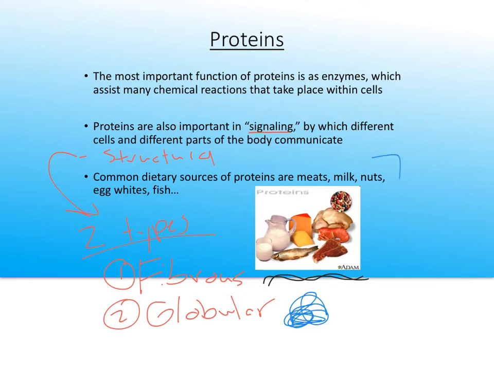Now, in terms of your diet, right, common sources of protein would include meats, which is basically just muscle. Milk is high in protein. Nuts are very high in protein, but also fat. Egg whites are entirely protein. And fish are also a great source of protein. And there's many others too, but those would just be a few of the dietary ways you can get proteins.